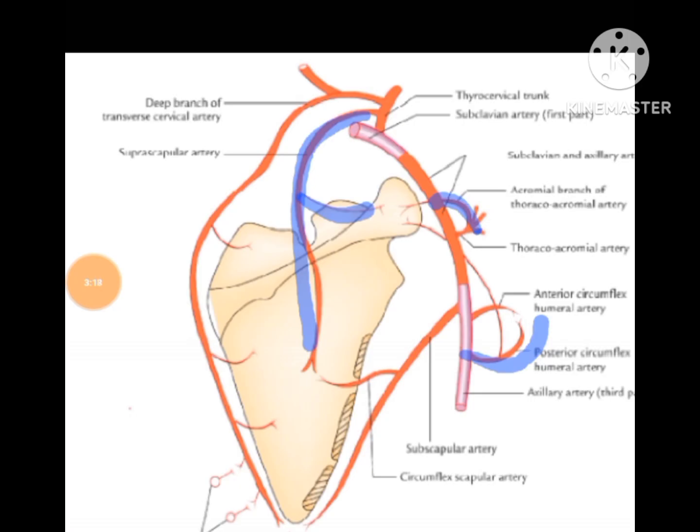Acromial branches of the suprascapular artery: this is the suprascapular artery, which gives an acromial branch. And the acromial branch of the thoracoacromial artery: this is the thoracoacromial artery, which gives off an acromial branch. And this is the posterior circumflex humeral artery, which gives off an acromial branch. These three arteries take part in the arterial anastomosis over the acromion process. These are the two sides in which arterial anastomosis around the scapula takes place.